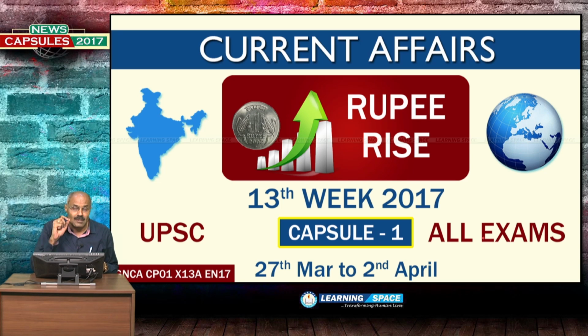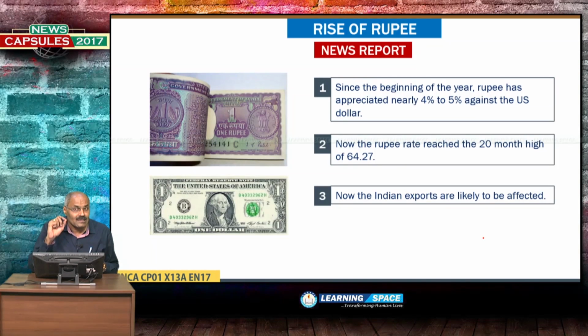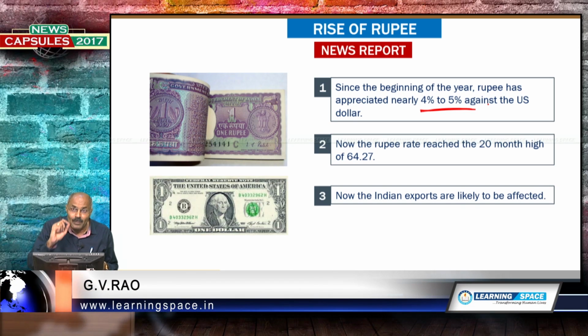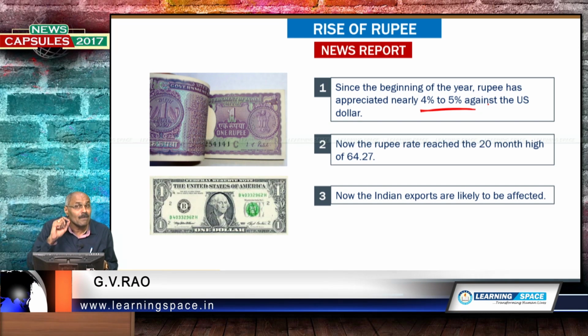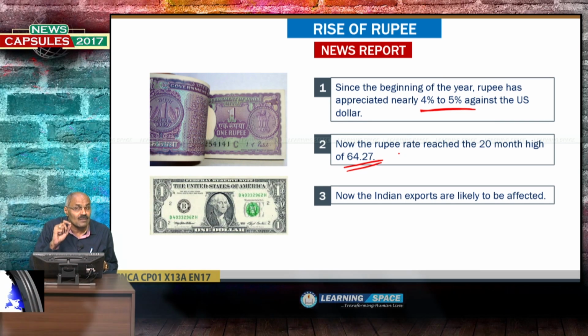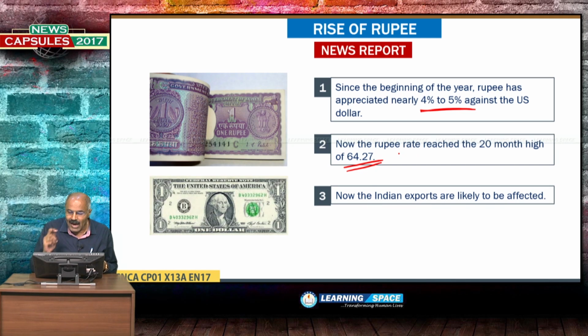This is with regard to the rise of the rupee. In recent times, since the beginning of the year, the rupee has appreciated nearly 4 to 5% against the US dollar, and recently appreciated to 64.27. So 64.27 rupees per dollar, and this is a 20-month high.